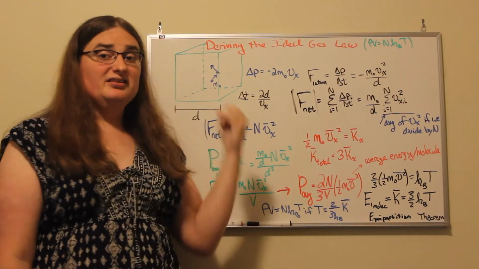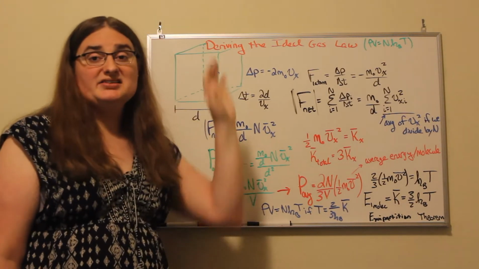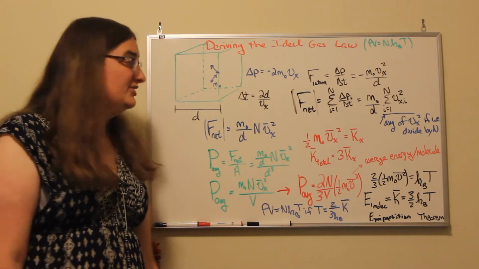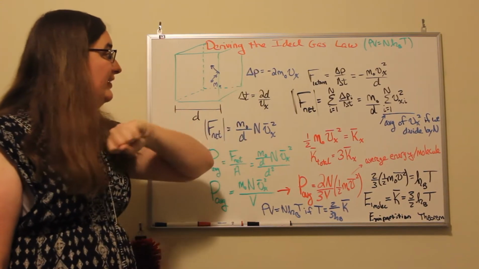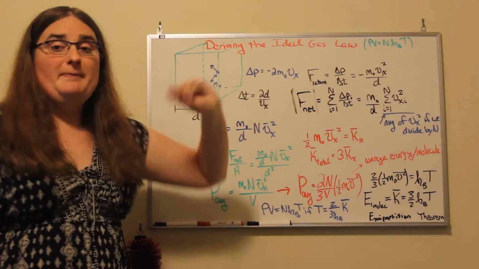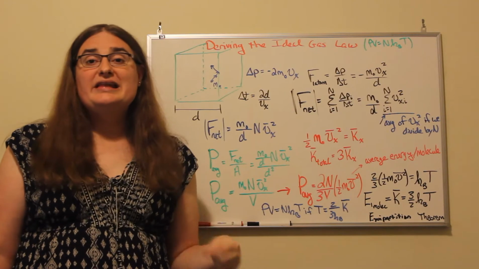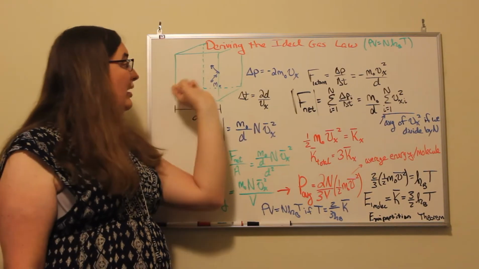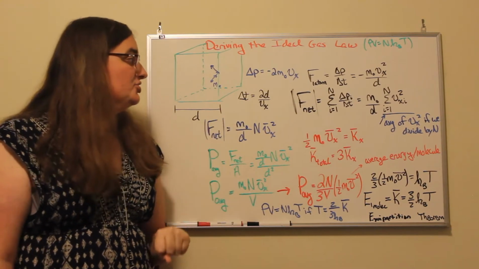Because it's an elastic collision between an object that has practically no mass compared to the walls of the container itself, our change in momentum should be roughly -2 times the mass of that molecule times the speed of that molecule in the x direction, because the y and z components of the velocity remain unchanged.